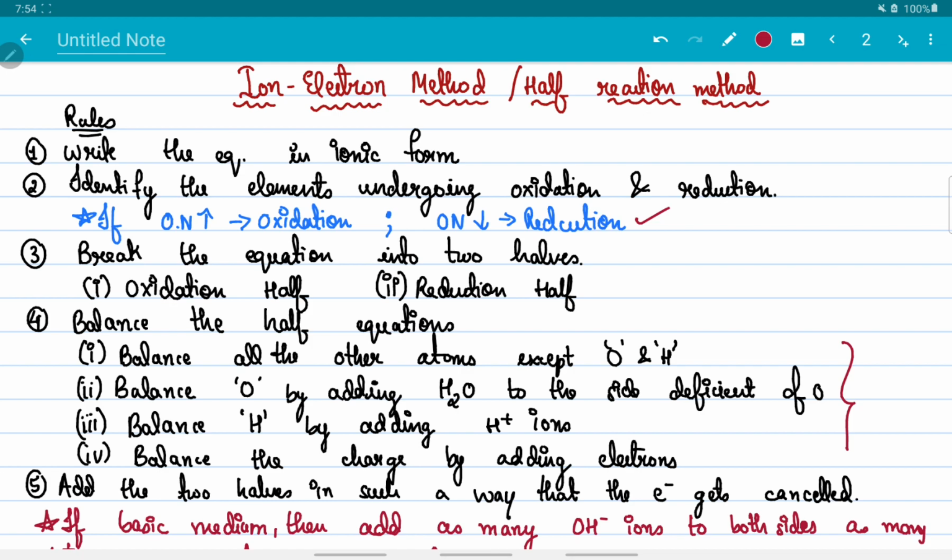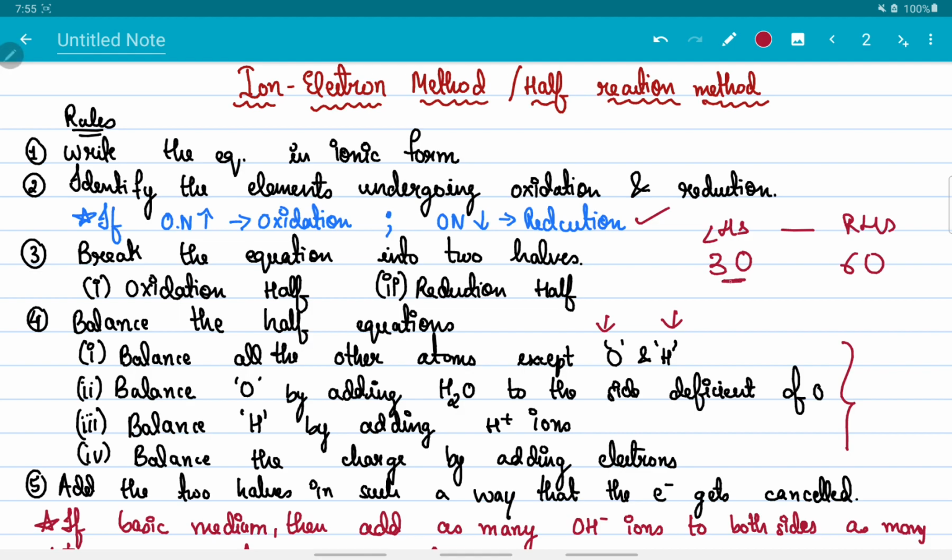In that particular half equation, all the atoms that are present except for oxygen and hydrogen are to be balanced first. Now after we have balanced those, only then we are supposed to balance first oxygen and then hydrogen. For balancing oxygen, we will be adding H2O to the side that is deficient of oxygen. Suppose on LHS there is 3 oxygen, and on RHS there is 6 oxygen. Now the oxygen aren't equal on both the sides, so if we want to balance the oxygen, we will be adding H2O to that side which is deficient of oxygen.